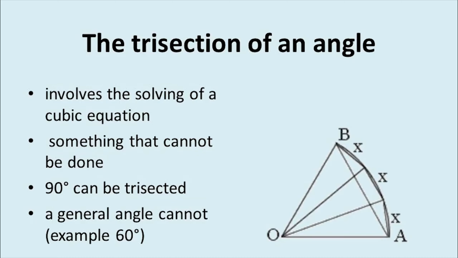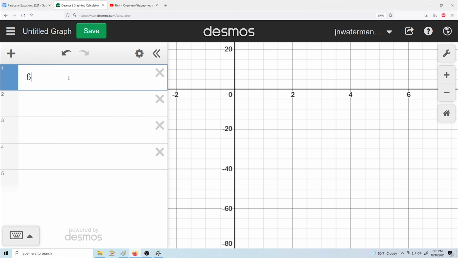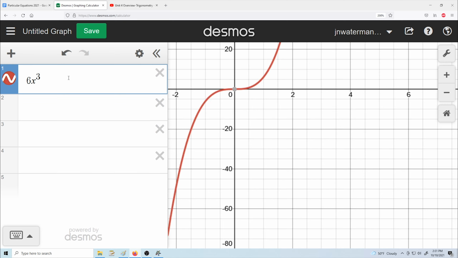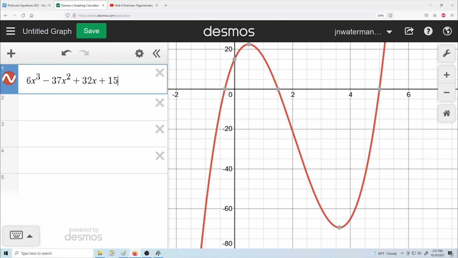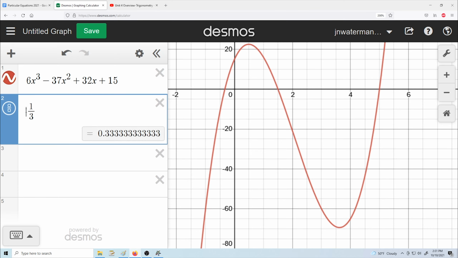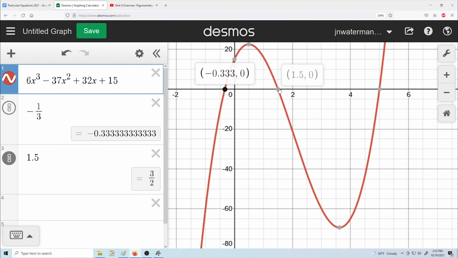Luckily, just like everything else, we can use Desmos to factor a lot of these equations using only a little bit of extra math. Let's say that we have the following cubic polynomial, 6x cubed minus 37x squared plus 32x plus 15. If we put this into Desmos, we find three intercepts that serve as solutions to the equation. x equals negative 0.3 repeating, which we can think of as negative 1/3. x equals 1.5, which we can think of as 3/2.